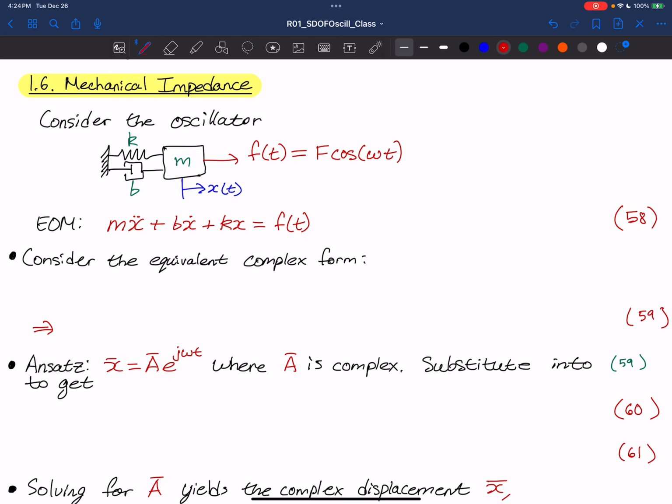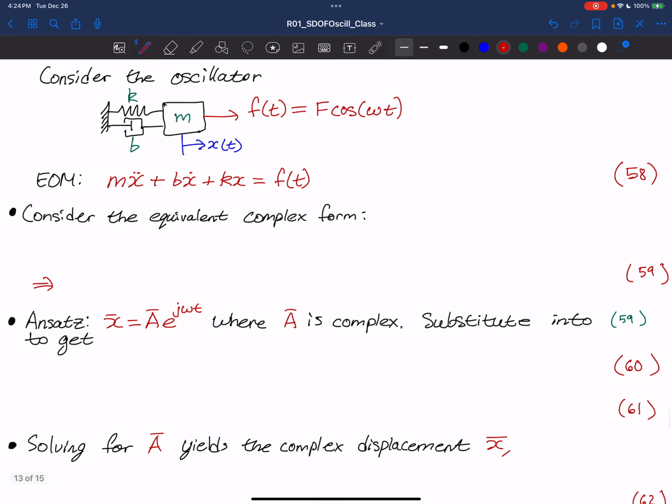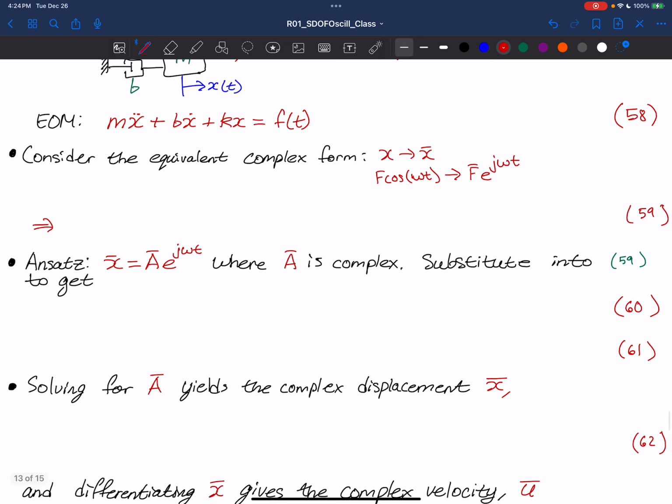We're going to recast this into complex form. To do that, we're going to cast x into x bar for the complex form, and the F cosine omega t, we're going to recast as F bar, for a complex amplitude, e to the j omega t. And then our equation of motion becomes m x bar double dot plus b x bar dot plus k x bar is now equal to F bar e to the j omega t. And that's now our complex equation of motion.